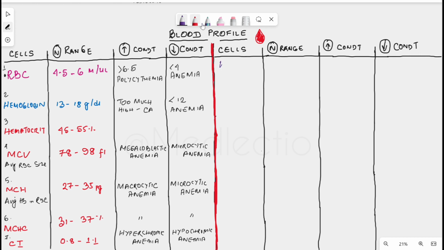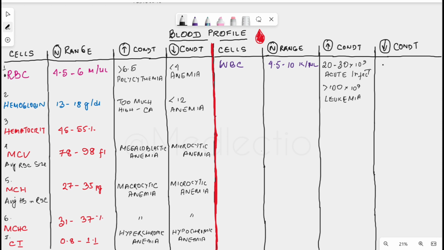WBC, you all have read the origin of the cells. Now WBC range is 4.5 to 10 or 11, you can say average. It is mentioned in 10 to the power 9. If leukocytes increase, the condition is called leukocytosis. If leukocytosis occurs in the range of 20 to 30,000 into 10 to the power 9, we suspect acute infection, mainly bacterial. And if it gets more than 100 into 10 to the power 9, we suspect leukemia. So leukocytosis can be acute infection or leukemia, depending on the cell count.